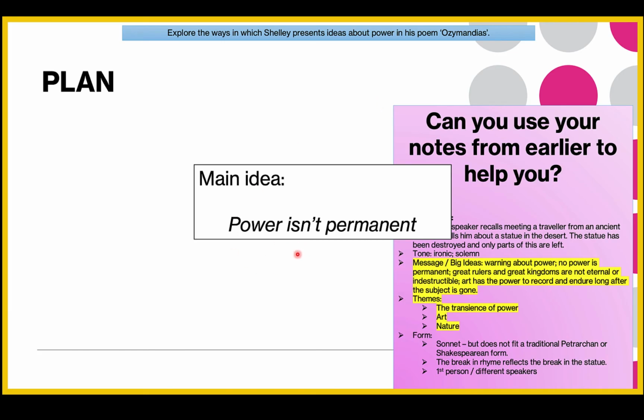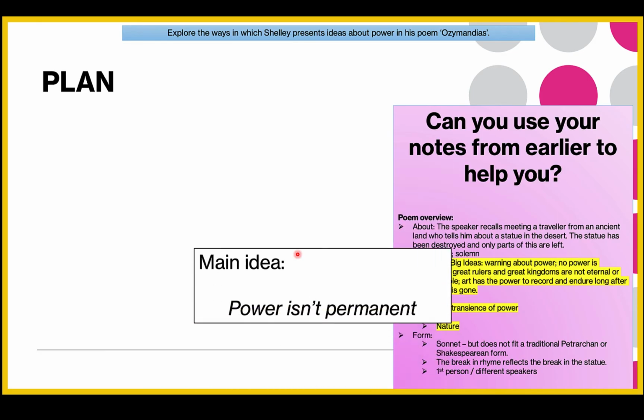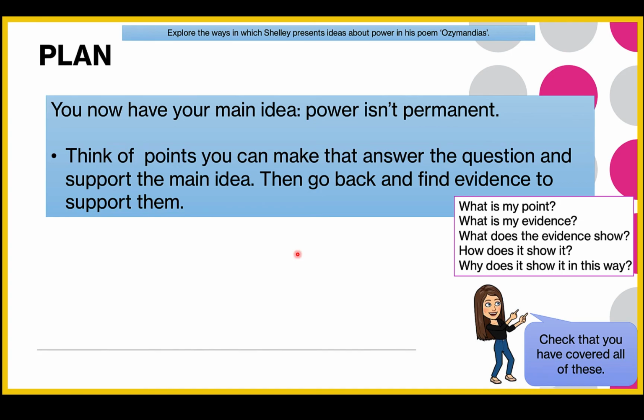Once I've got my thesis statement, I now need to think about the different sections of my essay that are going to prove it, the different points that I am going to make. So you're going to think of the points that you can make that answer the question, but also support the main idea that you've stated. And then you're going to go back and find evidence. You're not going to choose all of those different quotations that you've highlighted. You're not going to pick all of them. You're not going to have time. You're now going to start to be selective.